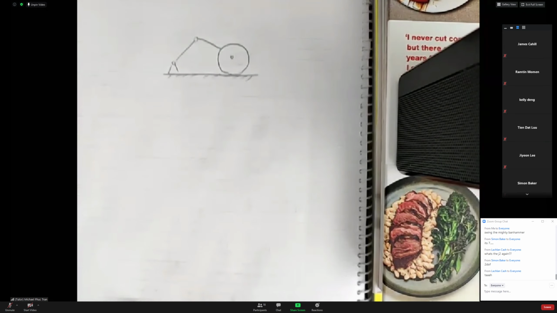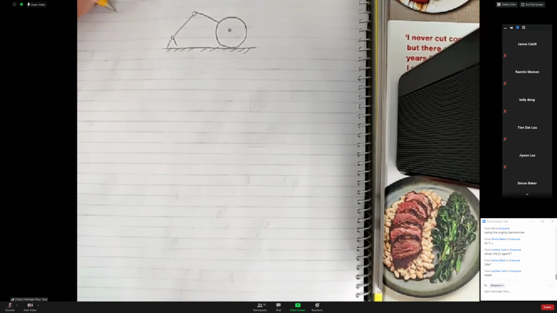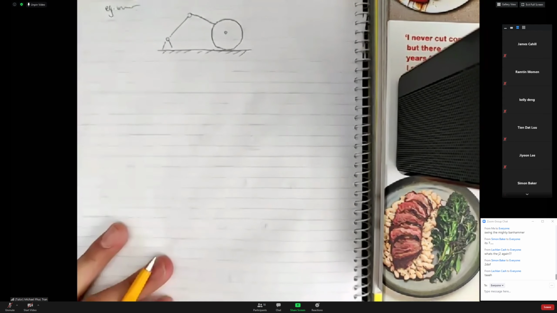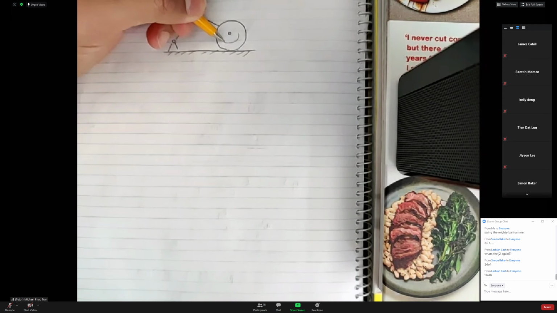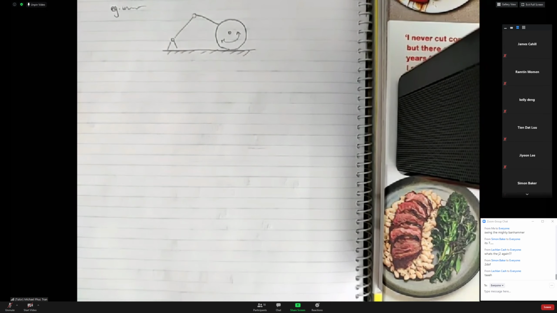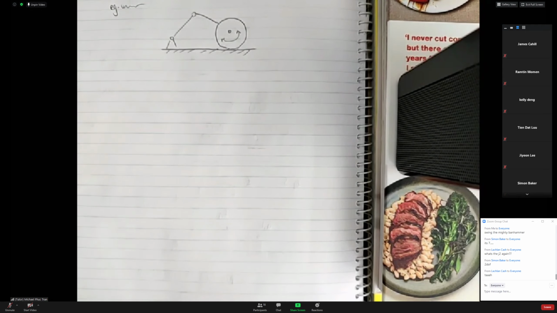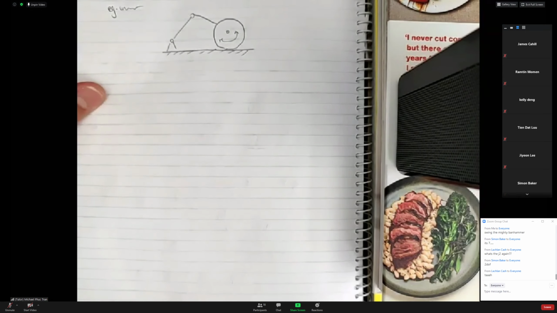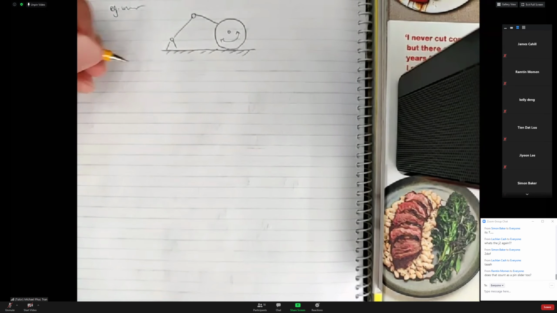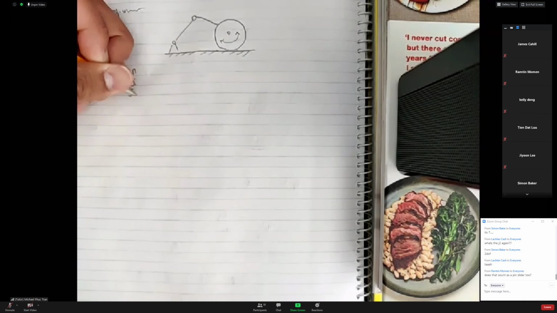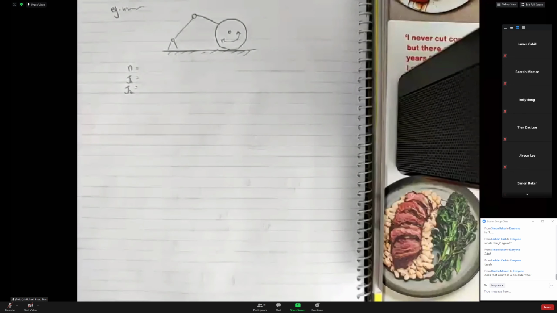All right. How about this one? So this can rotate, and it can slide as well. So let's assume frictionless. And J1, J2. What do you reckon?